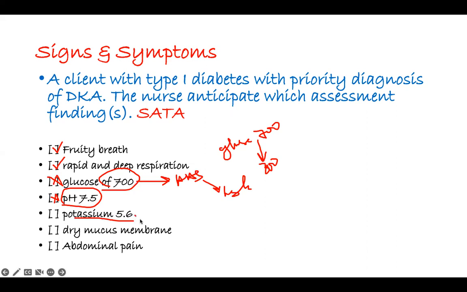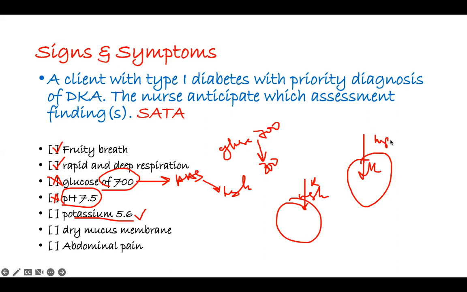Potassium is 5.6. This is true. In the beginning, their potassium is high because there's no insulin to put potassium inside the cell. As soon as you start treating them, potassium goes inside the cell and their potassium becomes low. That's why you have to replace their potassium when you're treating them. So this is true. Dry mucous membrane. This is typical of your exams.